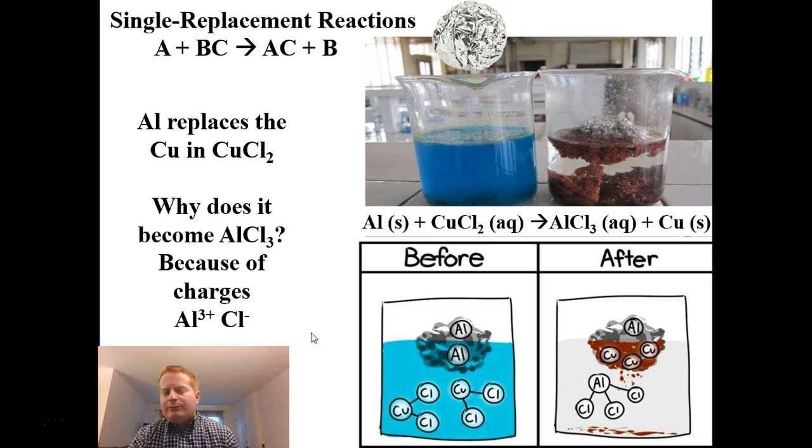If you look really carefully, you probably noticed that we had CuCl2 and we have AlCl3. Why is that? It's because the copper is a 2+ charge and the aluminum is a 3+ charge, and the chlorines are always a 1-. So we have to make the charges neutral, just like we've seen in the past.